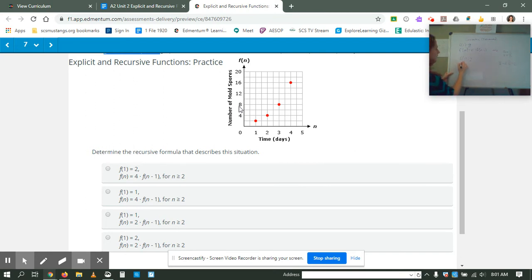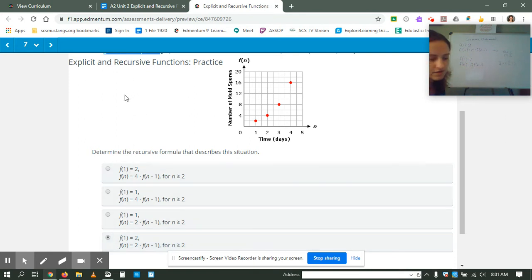So our f of n is going to be equal to 2 times f of n minus 1. So if we look to find the one that matches, our f of 1 is 2. It's going to be this last one right here.